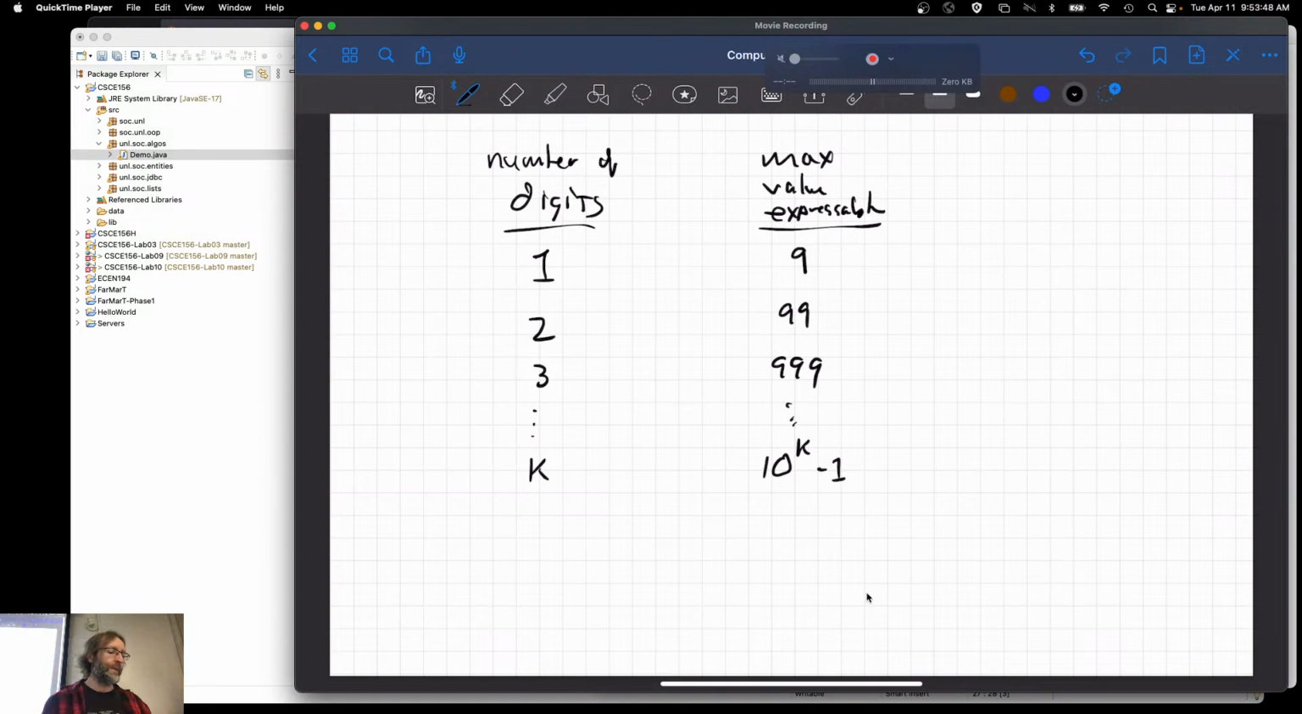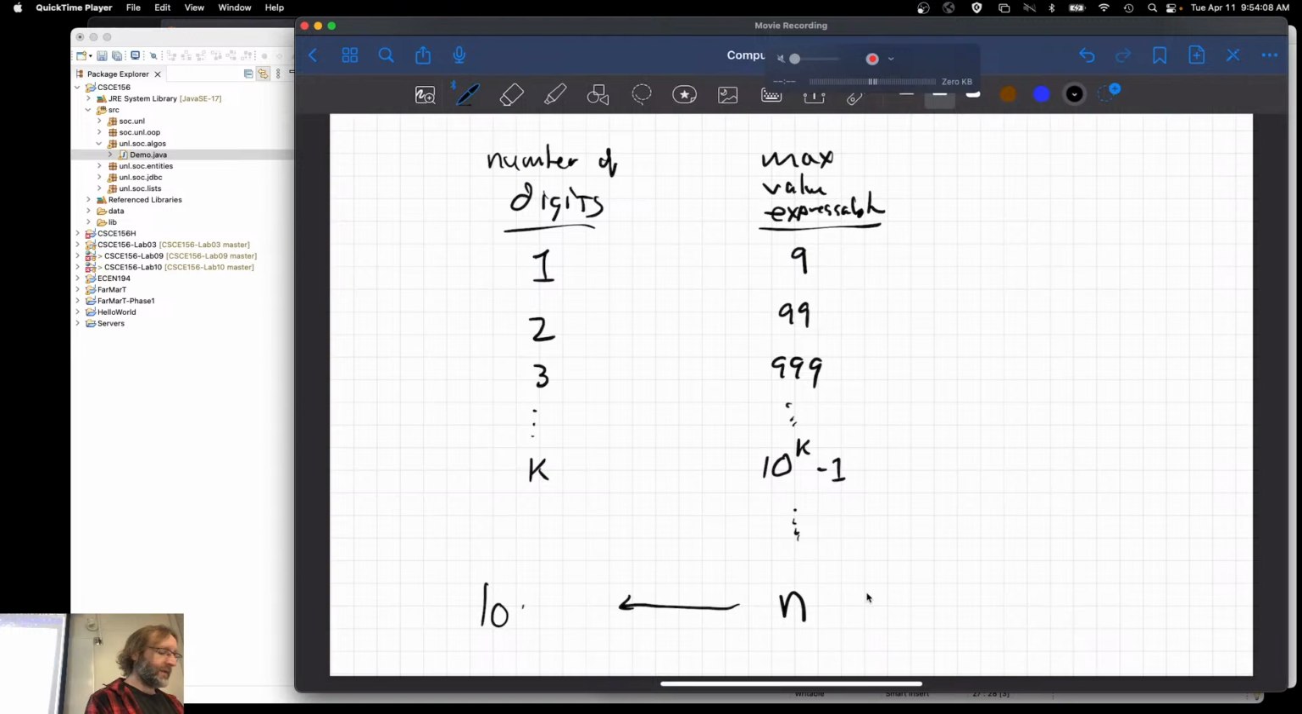Now, continue. Suppose that I had a number n or x. I need to go backwards. So, how do I find out how many digits it takes here?